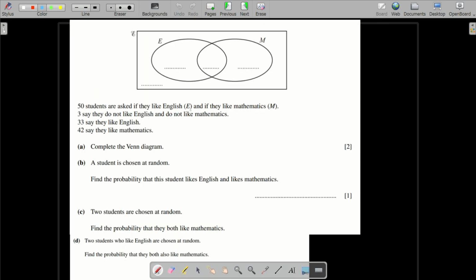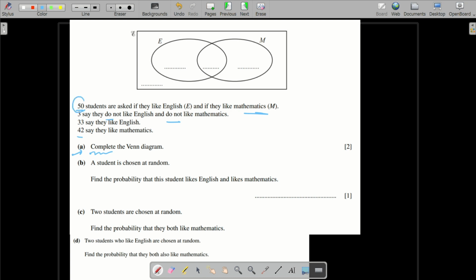Now let's take a look at this question here. This question came before in the exam. 50 students are asked if they like English and if they like also mathematics. 3 say they don't like English and don't like mathematics. 33 say they like English and 42 say they like mathematics. Of course, here the first question is going to be complete the Venn diagram. Now, let's take a look at that.